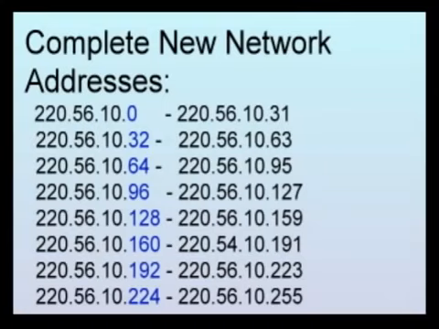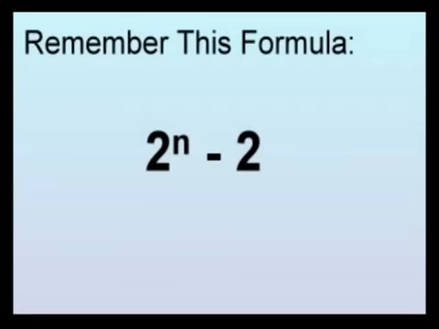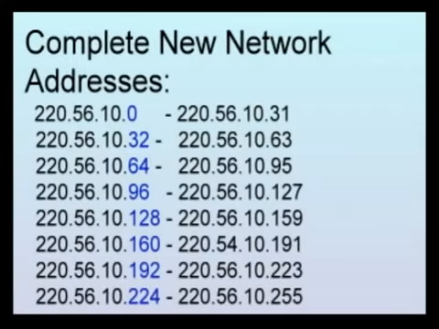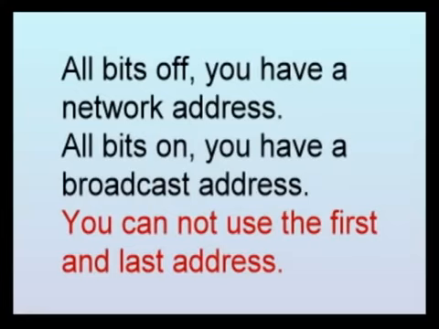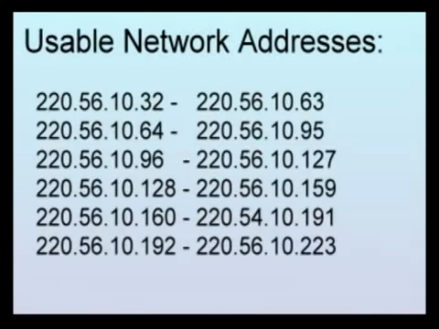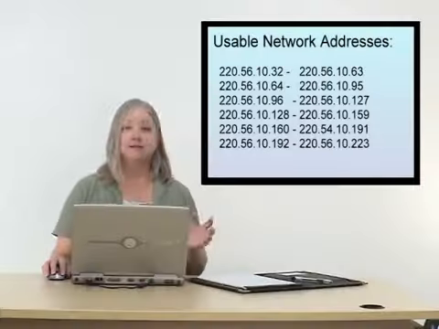But wait a minute, there are 8 sets of numbers there. Remember our formula? 2 to the n minus 2. The reason we're subtracting 2 is, if you remember, with TCP/IP version 4, when you've got all bits off, you have a network side. All bits on is broadcast. We can't use the first and the last address, so our usable range of network addresses is what you see here, these 6 sets of addresses.